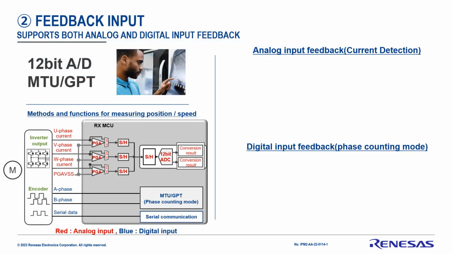The feedback data, such as angle and speed, could be obtained from angle sensor or the current flowing in the motor. When the current or analog output of angle sensor is fed back, AD converter is used. In contrast, when the feedback is from a digital outputted sensor such as an optical encoder, the phase counting mode of MTU and GPT or serial module is used.